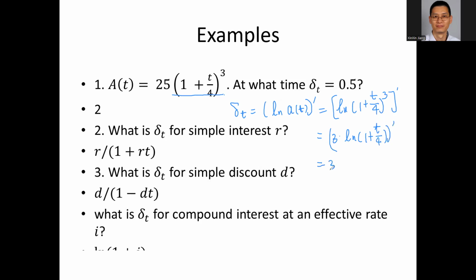3 obviously is a constant. And for the log function, log x, the derivative is 1/x. So you have 1/(1 + t/4). But then you need to use the chain rule, the derivative of the inside, which is 1/4. That is our δ_t. So to simplify it, you have 4 + t on the bottom, and that should be equal to 0.5. We're looking for t, and you solve for t equals 2. Okay, that's the answer.